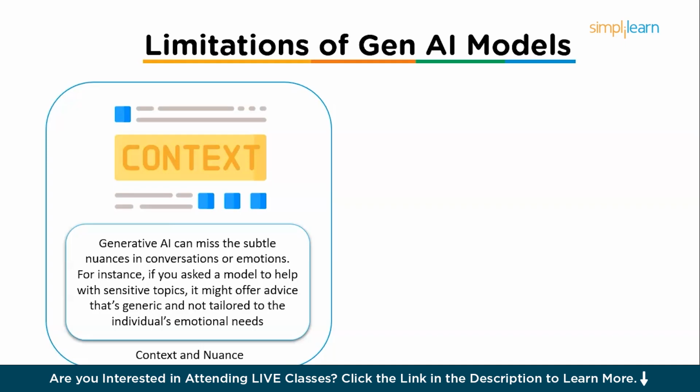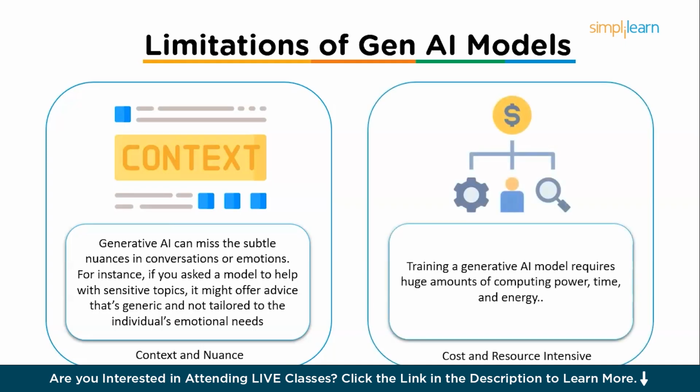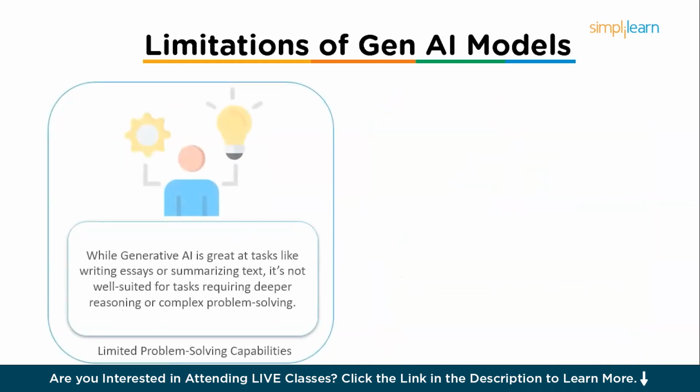Next, we have cost and resource intensity. Training a generative AI model requires huge amounts of computing power, time, and energy. These models often run on powerful servers, consuming a lot of resources, which raises concerns about sustainability and environmental impact. Now moving on to the next one, we have limited problem solving capabilities.